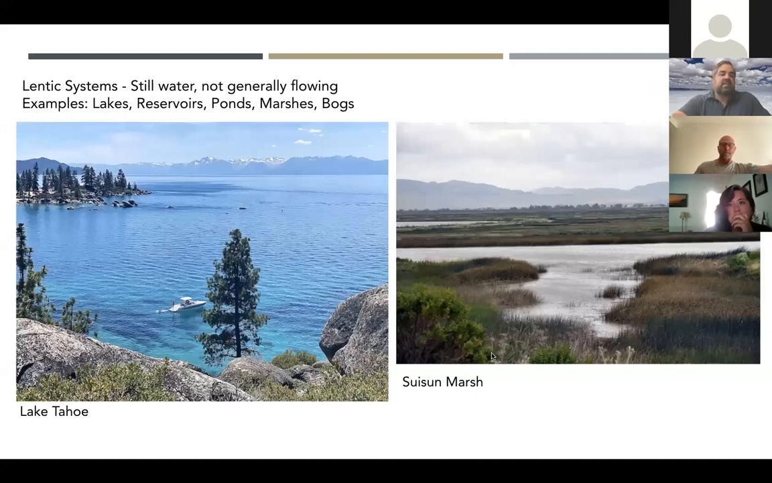Now, lentic systems are the non-flowing bodies of water. So lakes, reservoirs, ponds, marshes, bogs, these are things where the water actually isn't flowing. For me, the way I remember lentic is like a lens doesn't really move. And that's how I remember which one's which. Lotic is flowing, lentic is stagnant water, which is kind of important when you're doing water quality testing for turbidity.